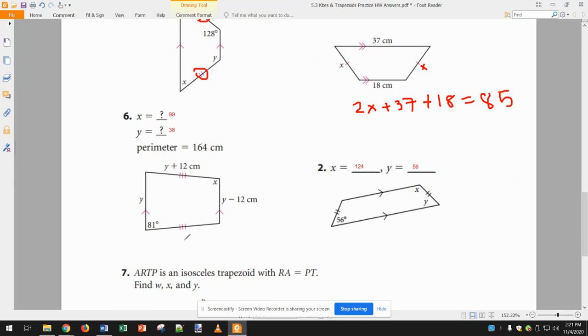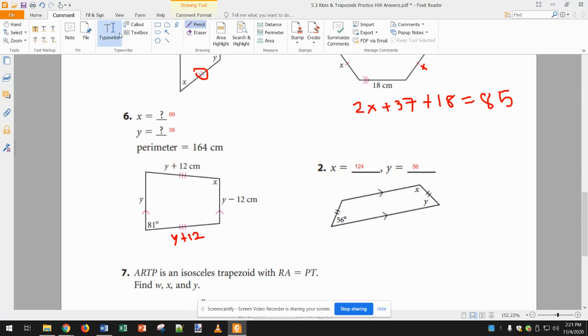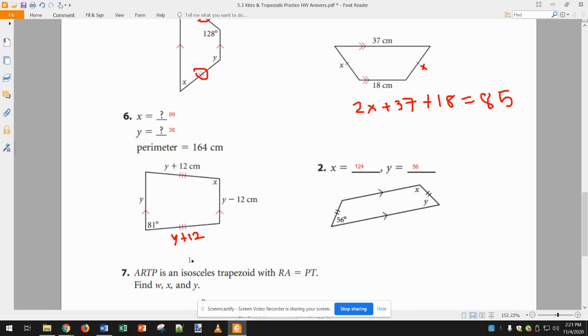Number 6, these sides are the same, so we can put y plus 12. This one probably involves the most algebra. So we add up all the outside and set it equal to 164. So that means we have 4y. And then 12 minus 12 is 0, but we still have another 12 here. So 4y plus 12 equals 164.